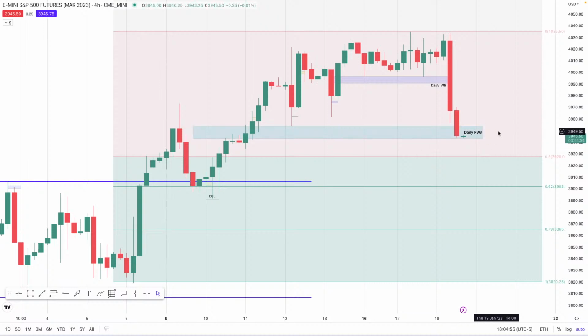Another thing that we'll talk about on the lower time frames is time, and how targeting this daily fair value gap was a really good target for today based on the price action and how quickly it was moving down. All right, so let's go down into the 1 hour time frame.